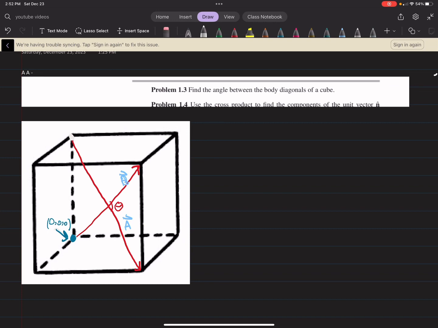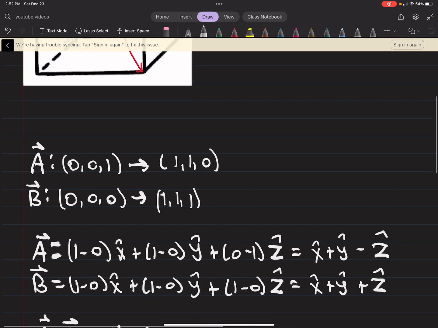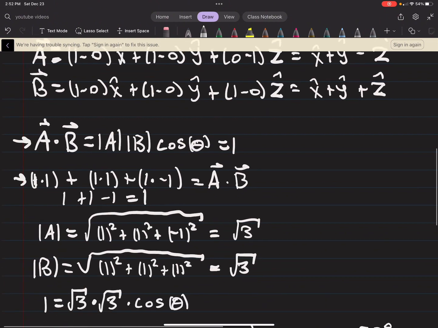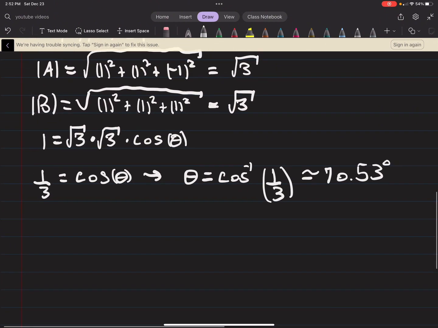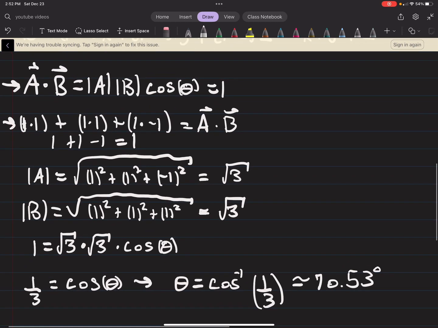Okay? So I think the biggest trouble with this problem is the diagram that I drew here, because I can't draw a cube very well. Once you have that picture down and you know that you're going to be using a dot product, it's pretty straightforward. You just find everything you need and then plug it into your dot product equation to get your answer.